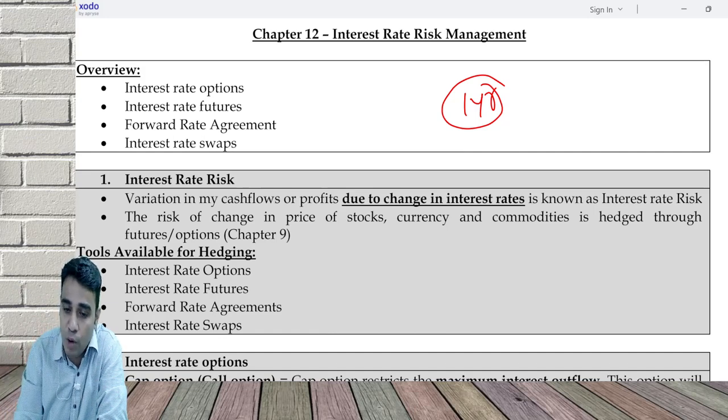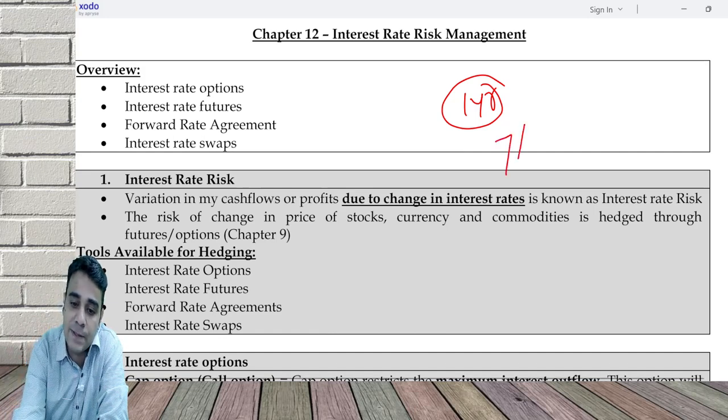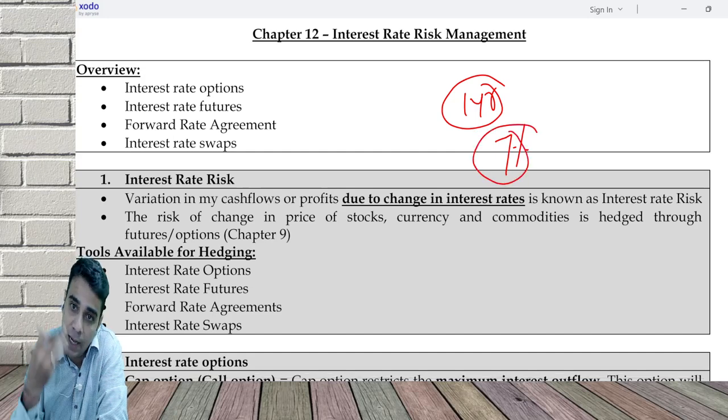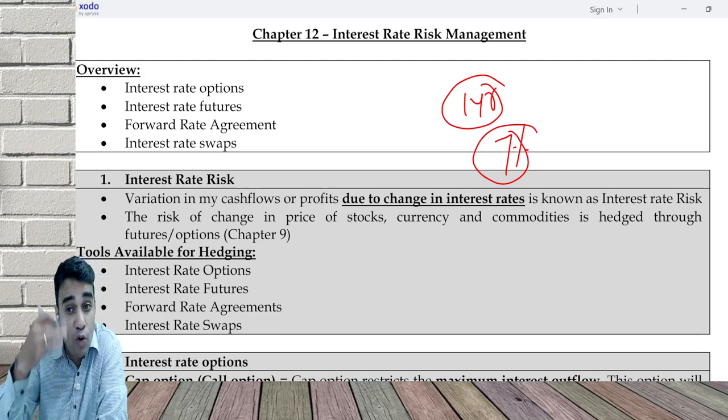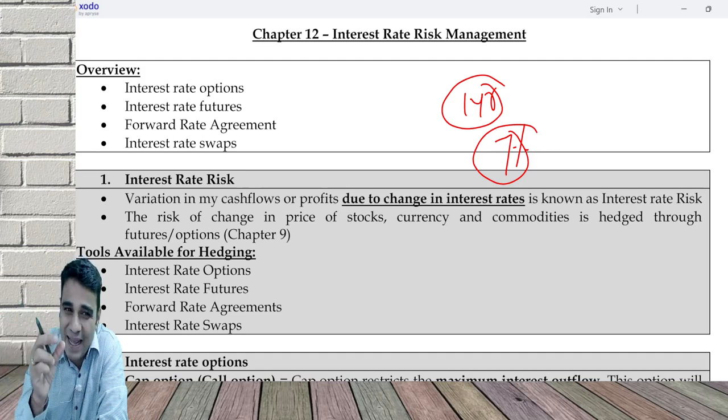Useful for borrowers. For example, I put a cap of 7%. If the actual interest rate is 6%, I'll go ahead and borrow at 6%. Why should I pay 7%? But if it's more than 7%, I'll borrow at the actual rate, but get a cap settlement.